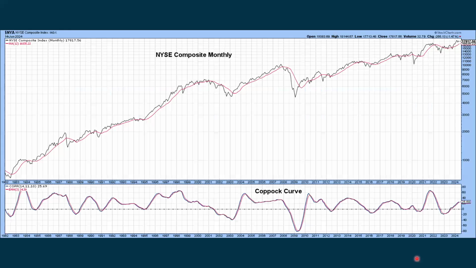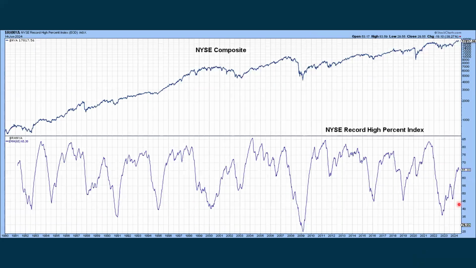months to years. This is a monthly chart of the NYSE composite. We're above the red line and still going up. So this is a broad market measure, longer term with the monthly chart. We're also looking positive here when we use a momentum oscillator called the Coppock curve to measure this overall momentum.